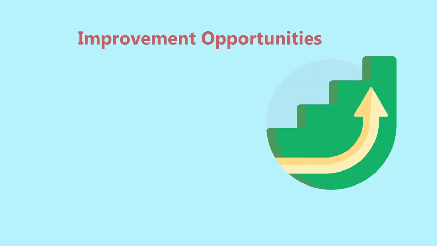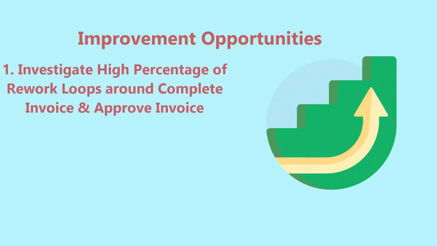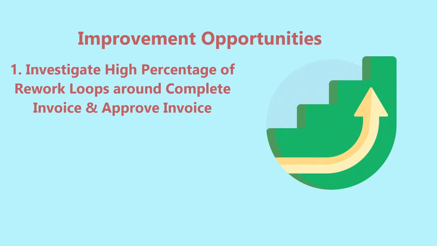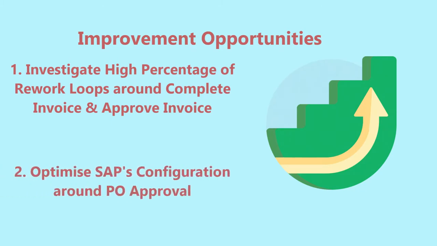In order to prevent these delays and improve the efficiency of the P2P process, SmartWorks should investigate the high percentage of rework loops around complete invoice and approve invoice, and optimize SAP's configuration to best facilitate the procure-to-pay process, specifically around PO approvals.